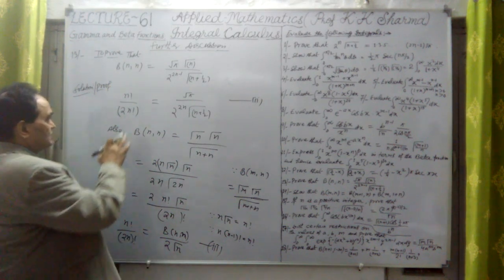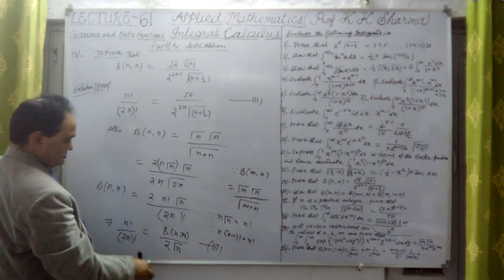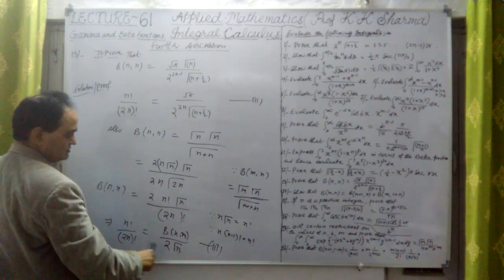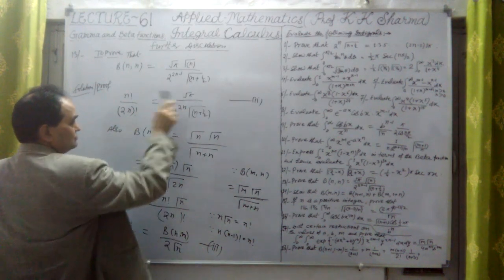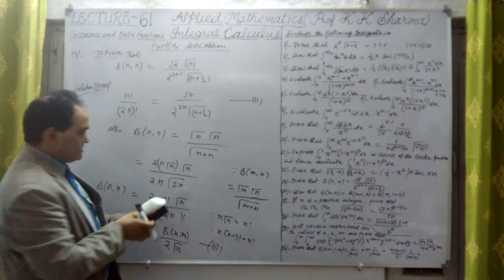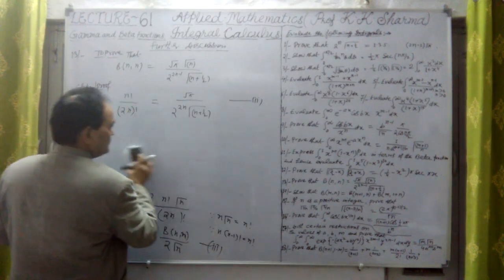This value we can write here factorial like this. So the same value factorial n upon factorial twice n, this value from second and third we obtain this value equal to this. Right hand side must also be equal. From second and third, let me solve it here.